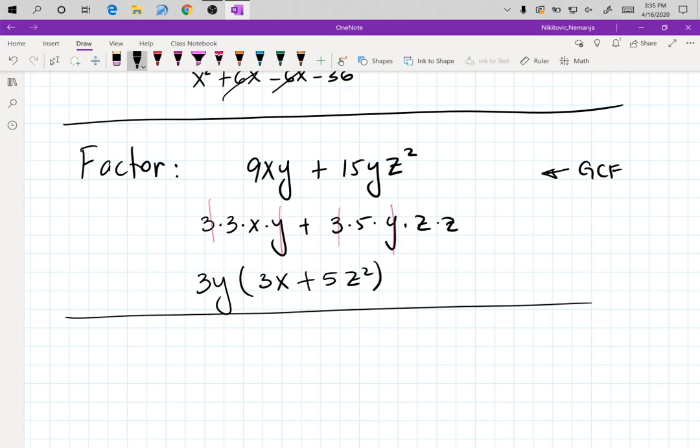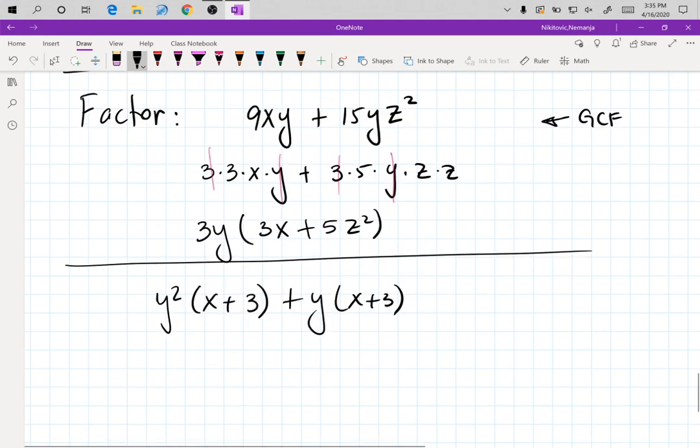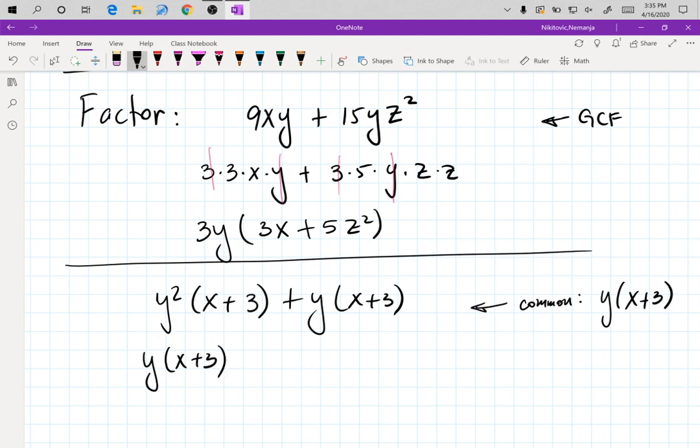Another example, a little bit harder to see, but still the same thing. When you carefully examine this, common stuff is y times x plus 3. That's what's common. Each one of these has a y, each one of these has x plus 3. So that's what we pull in front. And then we have the leftovers, y plus 1.